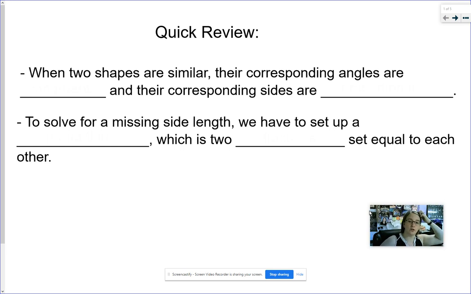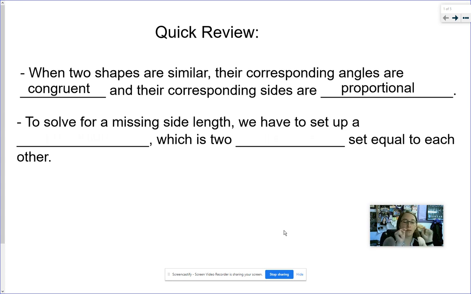Okay, before we get going with our next lesson, I want to do a quick review because these two concepts I really want to drill in. So I want to make sure we have this down. When two shapes are similar, we talked about similar last lesson. We wrote down that their corresponding angles are something and their corresponding sides are something else. Look to your notes. What are they? Corresponding angles are what? Corresponding sides are what else? Okay, corresponding angles are congruent, but the corresponding sides are proportional.